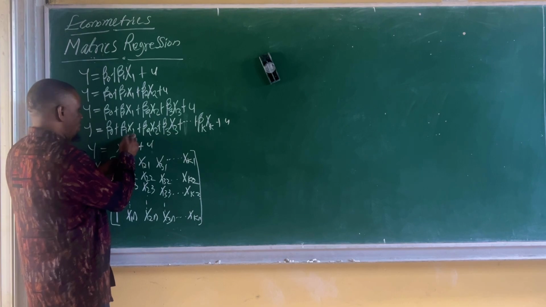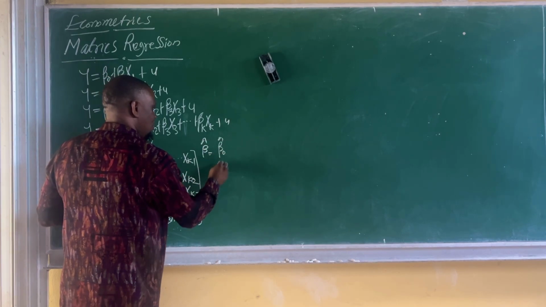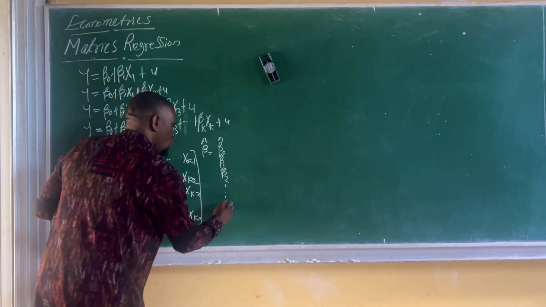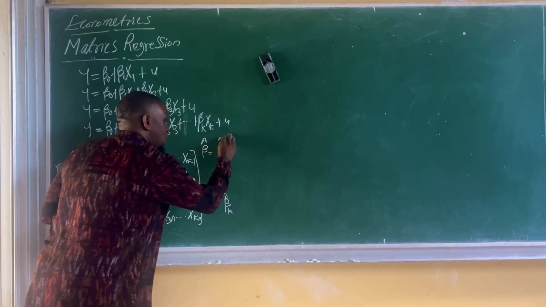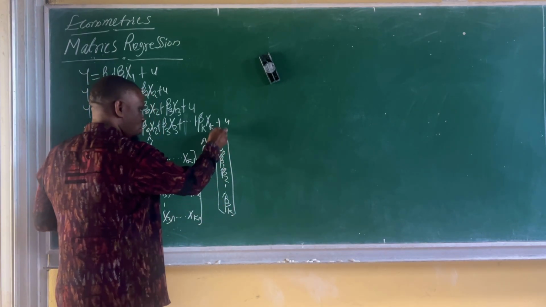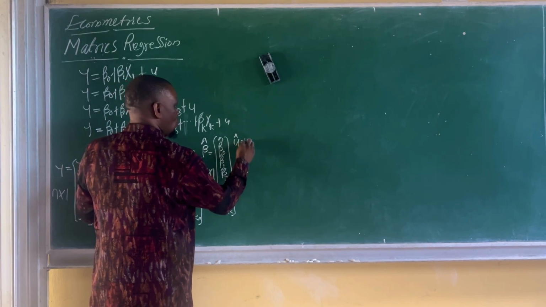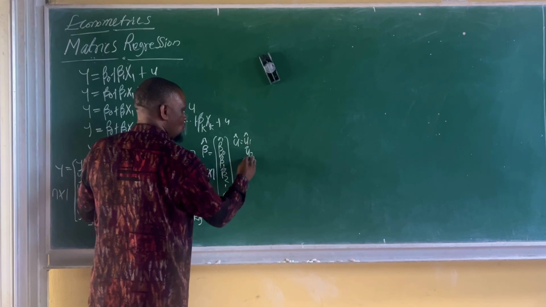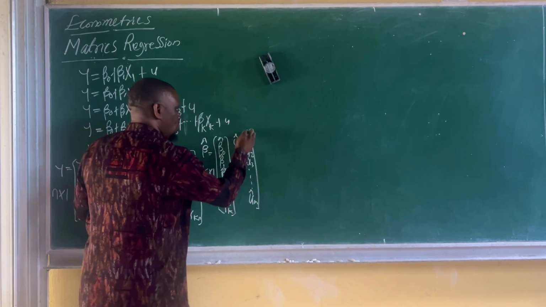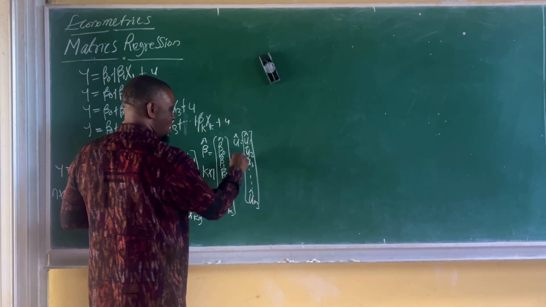Also, our beta, let's note that this is our beta hat, an estimate. Our beta hat will be equal to beta hat 0, beta hat 1, beta hat 2, and it will continue up to beta hat k. This matrix has rows 1, 2, 3, 4, up to k, so it's k by 1. While our u, the error term, is equal to u hat 1, u hat 2, u hat 3, and it will continue up to u hat n. So the dimension of this is n by 1.